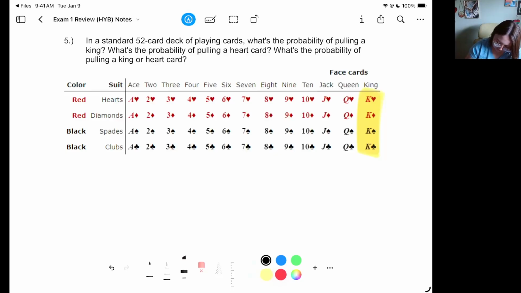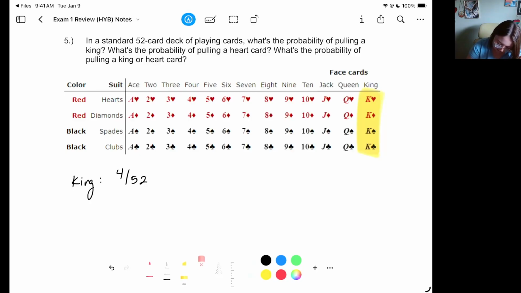So the probability of pulling the king is the number of opportunities out of the total. So you have 4 opportunities out of the total 52 cards in the deck. We do want to answer these as simplified fractions though. So 4 out of 52 can be simplified. 52 is divisible by 4, so you can divide the top and bottom by 4.